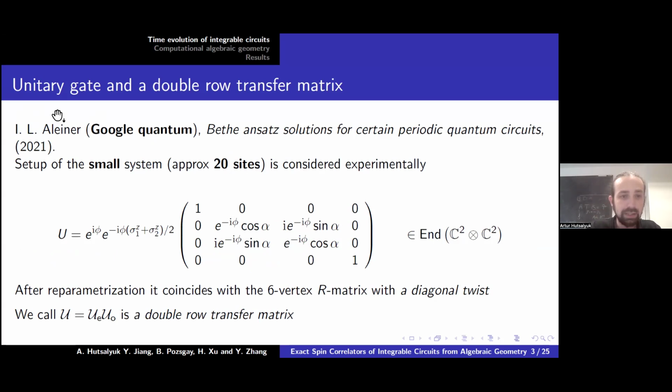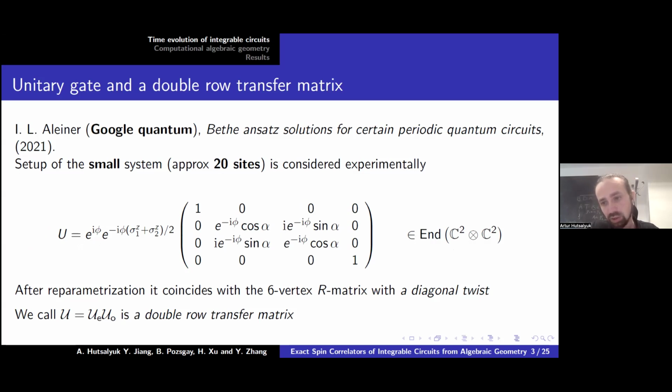And Igor Leiner indeed made this attempt to compute something, but his paper was not finished. And in fact, our paper is sort of we finished his job in our computation. And in his work he considered a few choices for unitary gates.